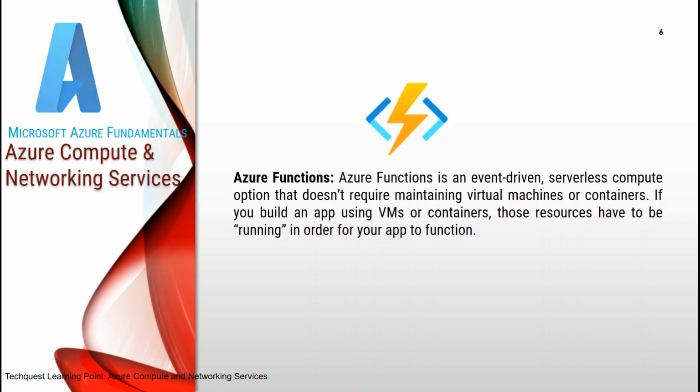Suppose an app is built by using resources like VMs or containers. Now, if you want to keep the app functioning, those VMs or containers have to be in a running condition. Let's consider that scenario with Azure Functions. An event wakes the function, alleviating the need to keep resources provisioned when there are no events.